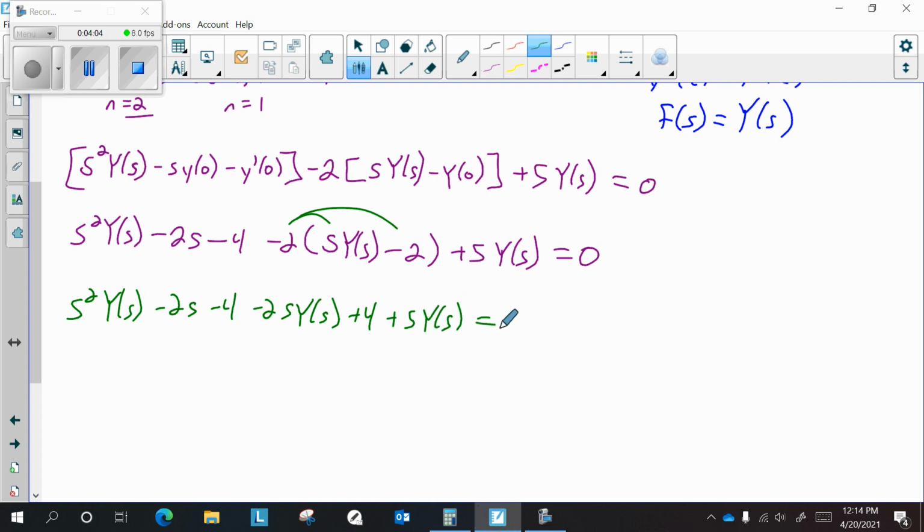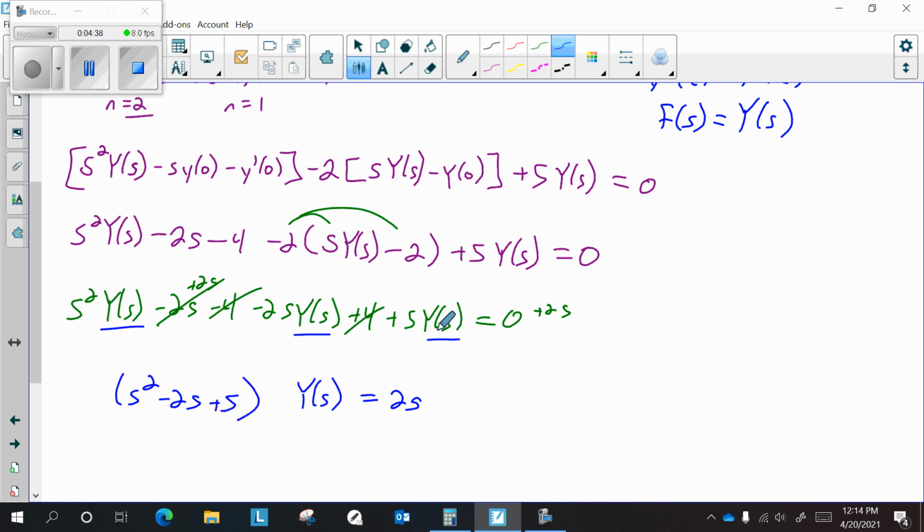So all the terms that have a Y of s on them, we're going to leave those on the left. Everything that doesn't have a Y of s, we're going to move to the other side. Notice that the negative 4 and the positive 4 cancel. So the only non-Y term is this one. So to get it to the other side, we would add 2s to both sides. The remaining terms have a Y in them, so we can factor out Y of s. That's going to leave us s squared minus 2s plus 5 times Y of s.